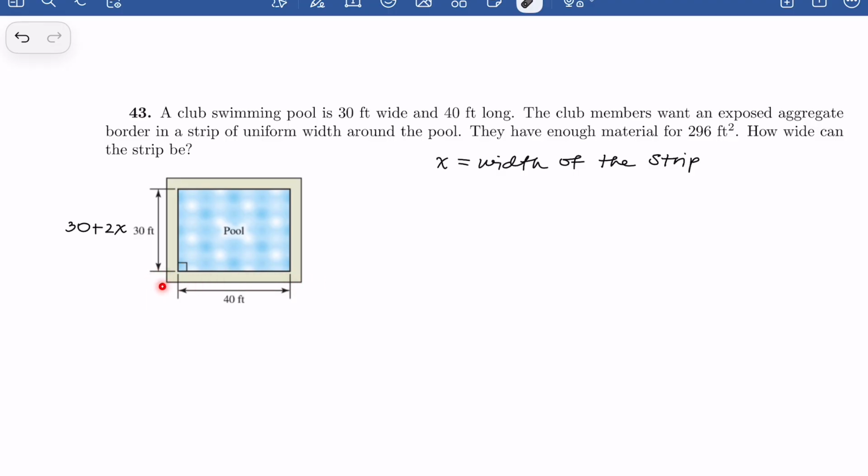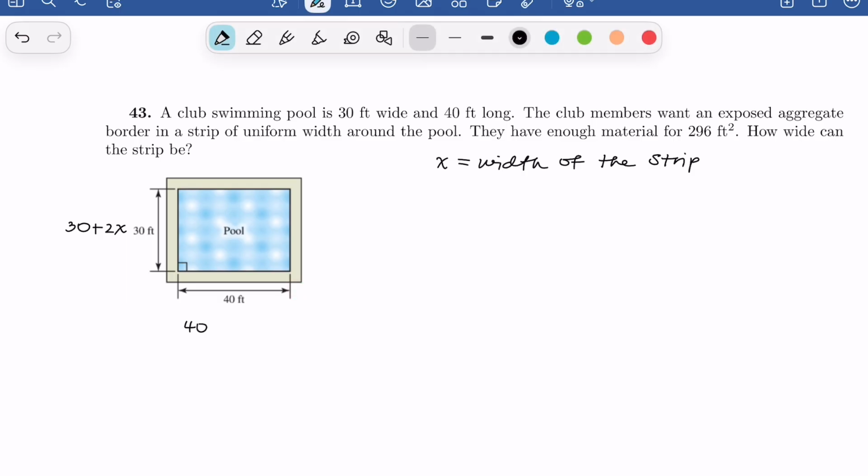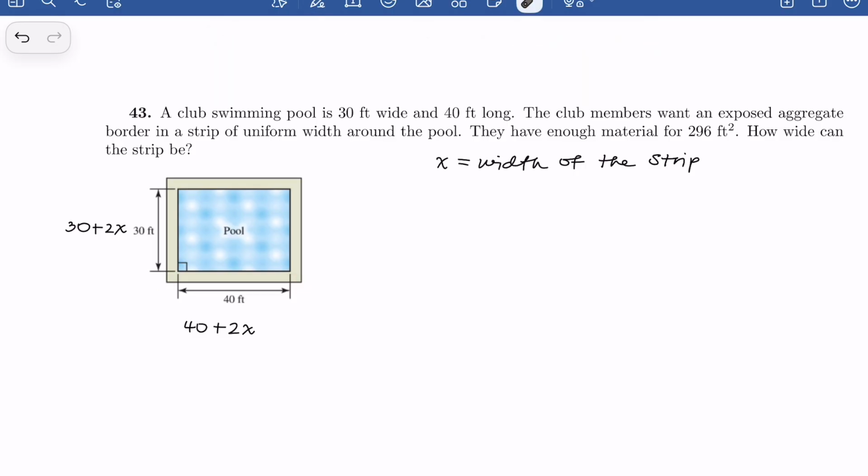Similarly, if we're looking at the length of this pool here, we're going to have a distance of x from here to here, since that's the width of this strip, and a distance of x from here to here. So the length of this pool, if we include that border, is going to be 40 plus 2 times x, since again, we have two distances of x on this length. Okay, so that's going to change the dimensions a bit. But our first piece of information is actually going to be the area of just this pool here. That area is going to be the length times the width.